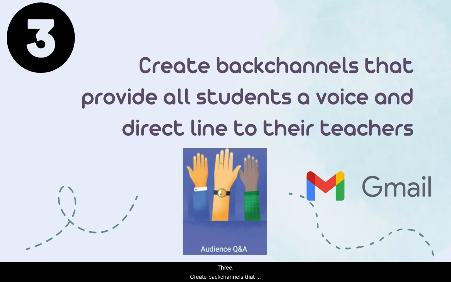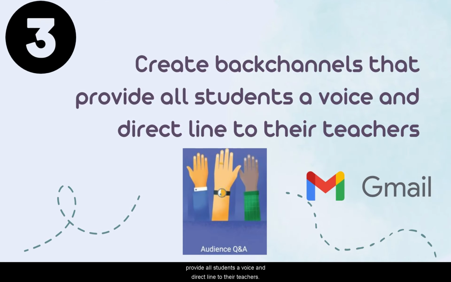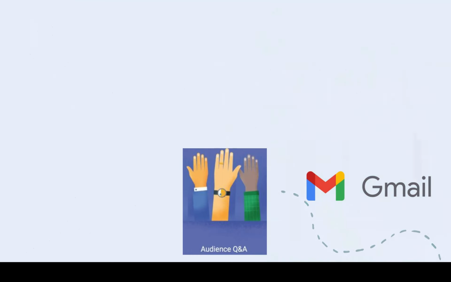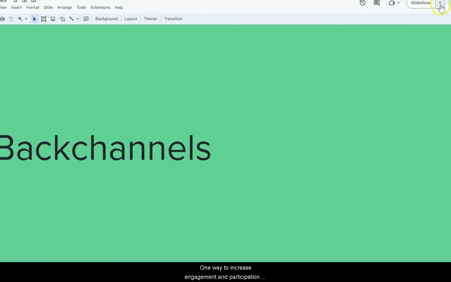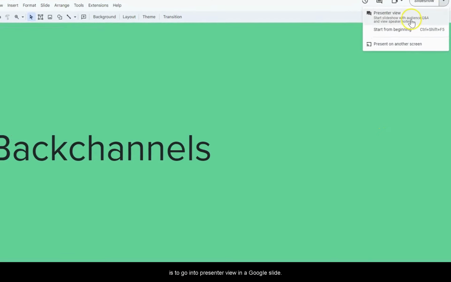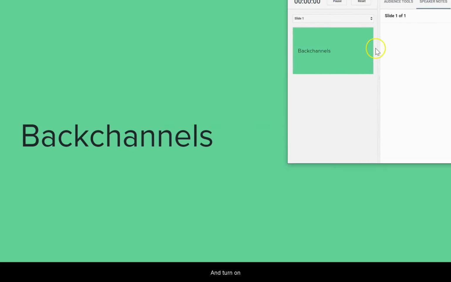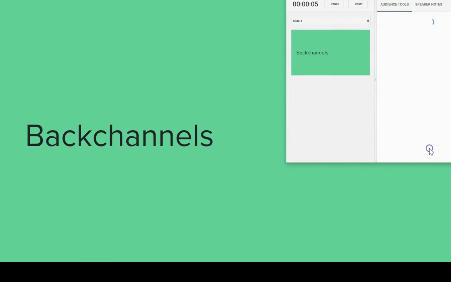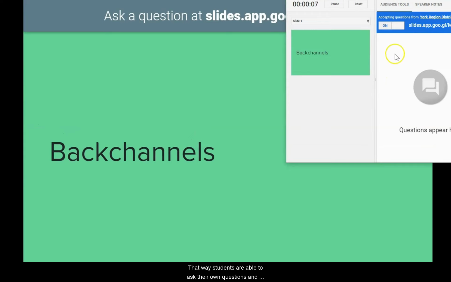3. Create back channels that provide all students a voice and direct line to their teachers. A way to increase engagement and participation is to go into Presenter View in a Google slide and turn on the Q&A from the audience tools. That way students are able to ask their own questions and upvote each other's questions, therefore learning from each other and asking questions at a time that's important to them, even anonymously if that's what they choose.